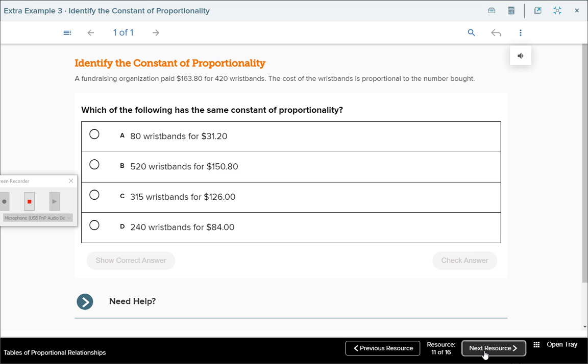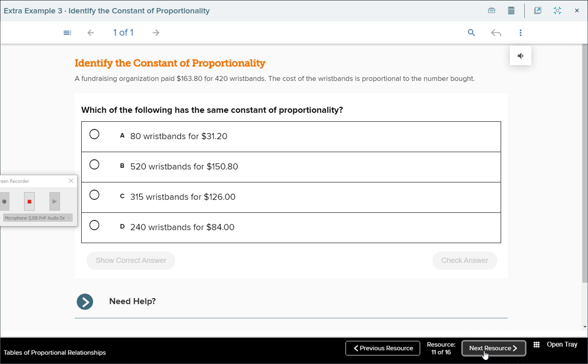So if they're 39 cents each, which one of these would go down to 39 cents each? What can I do there? Divide the money by the amount. Could I do this with the calculator probably a little faster? Yeah. Okay, so let's do that. Let's try it. Okay, let's do the first one. 31.20 divided by 80. Okay, the first one is 39 cents each, right? Okay, let's do the second one. 150.80 divided by how many? 520. That's 29 cents each. So is that one proportional?